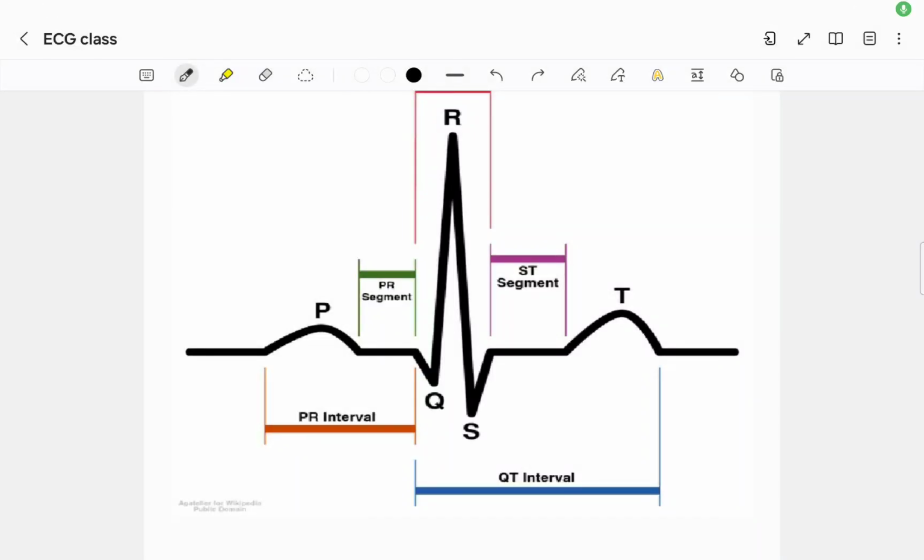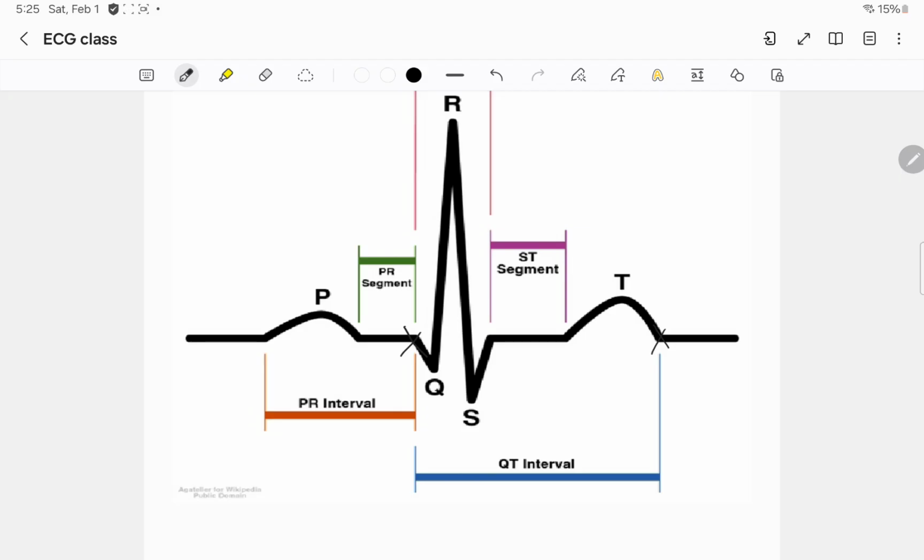So now we're going to be looking at the QT interval, which is the final part of the analysis of the 12-lead ECG. Now, the QT interval is the time taken for all of ventricular electrical activity. So, it's the time from the beginning of ventricular depolarization to the end of ventricular repolarization. So essentially, when looking at the QT, we are interested in the length or the time.